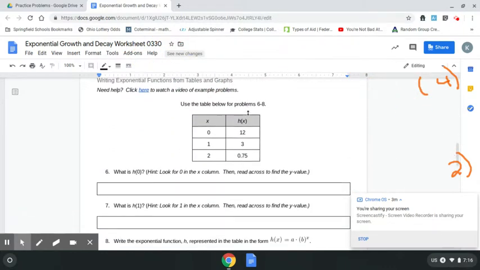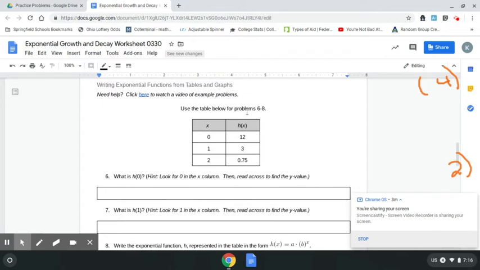All right, next page. Now, instead of talking about graphs, we're talking about the table. What is h of 0? Well, again, h of 0 is where x equals 0. Gives you a hint here. Look for 0 in the x column, then read across to find the y value. Where is x equal to 0? It's here. We go across. That means h of 0 is 12.